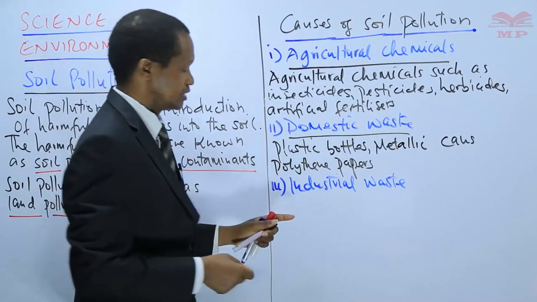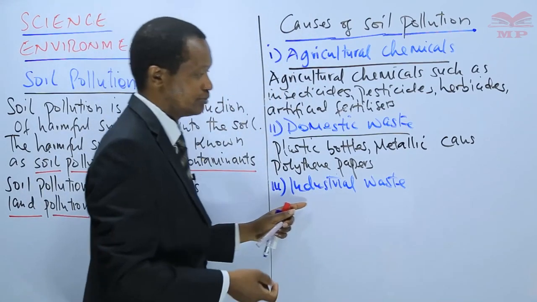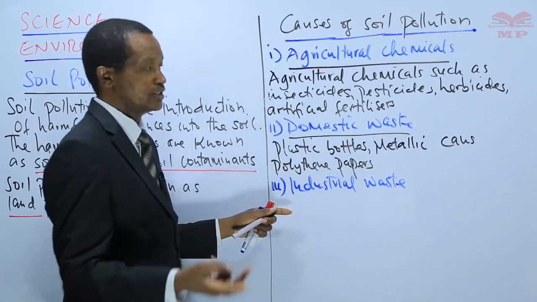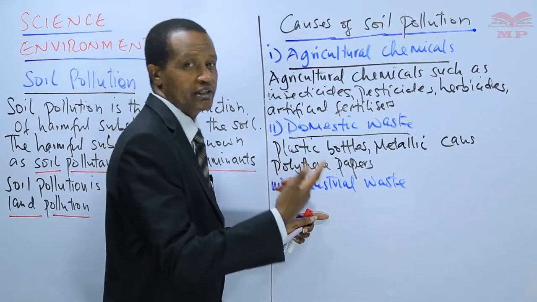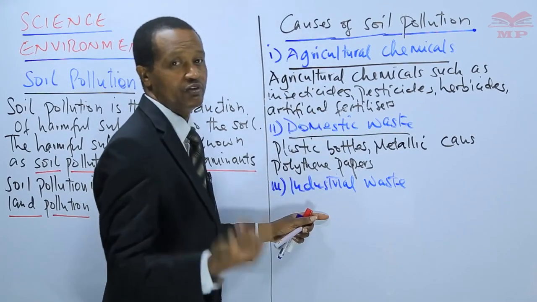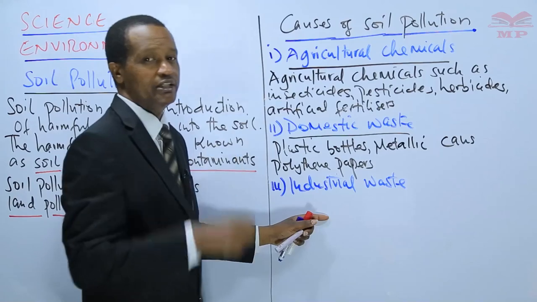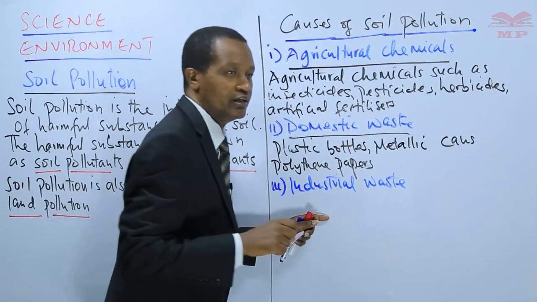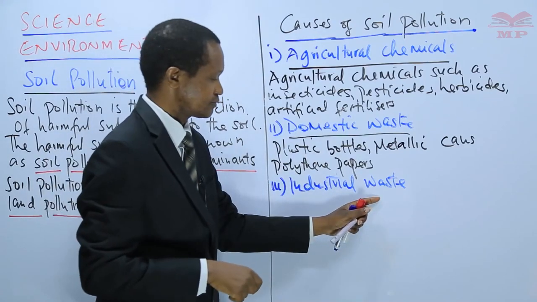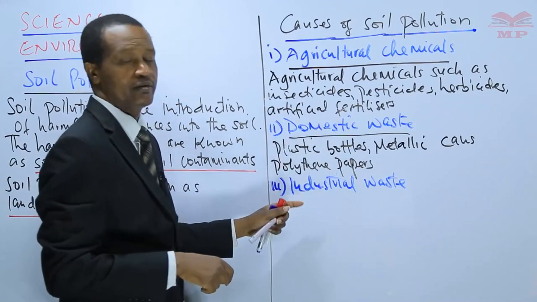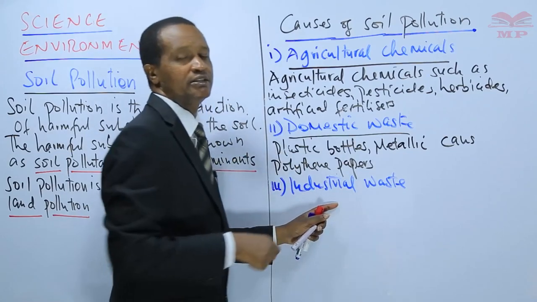So learners, industrial waste, I'm repeating, can either be in form of solids or in form of gases. I've mentioned two gases, carbon dioxide and sulfur dioxide. When sulfur dioxide and carbon dioxide mix with rainwater, they form acid rain. And when acid rain drops into the soil, that acidic rain pollutes the soil. So industrial waste is a soil pollutant. It's a soil contaminant. Okay?